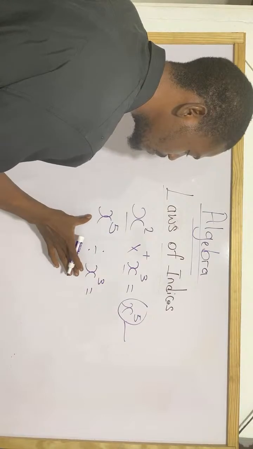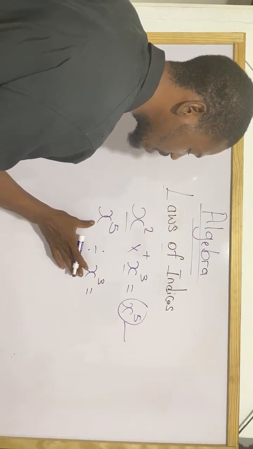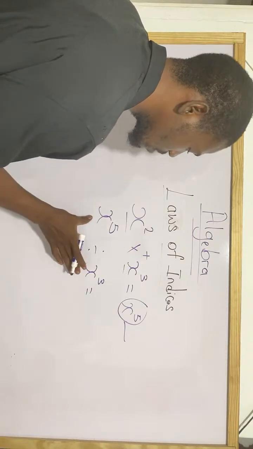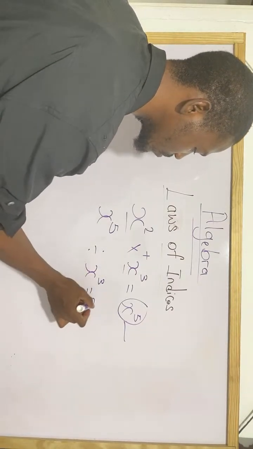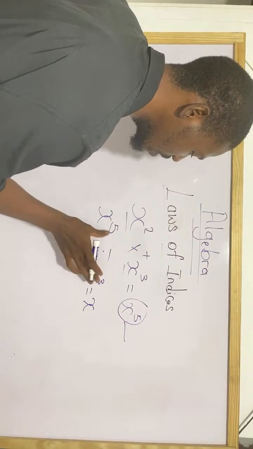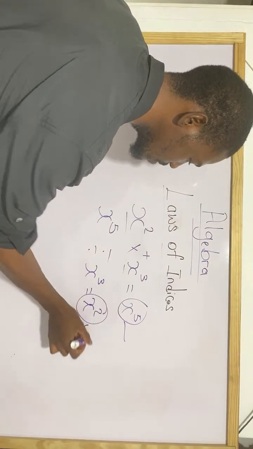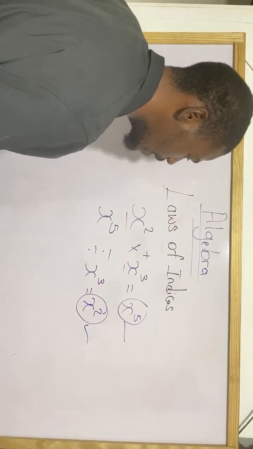The rule is the same. If we're doing multiplication or division, this applies to both. Addition and subtraction have their own rules. So when you have the same base, we just rewrite the base, we subtract the index. 5 minus 3 gives us 2. That 2 is correct, right?